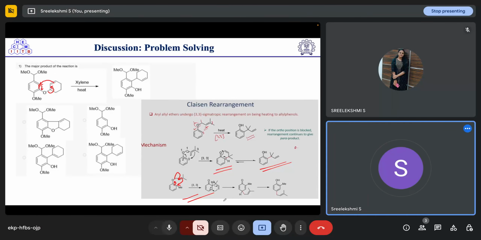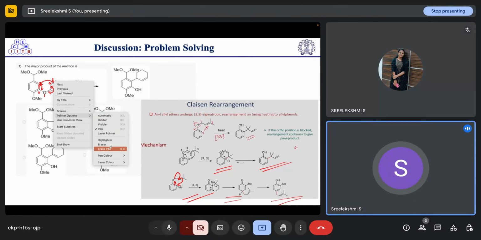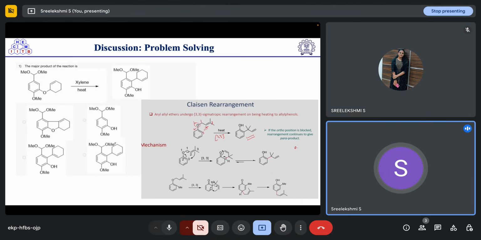A [3,3] sigmatropic rearrangement forms this quinone-like intermediate, then deprotonation regains aromaticity to give this compound. So, [3,3] sigmatropic rearrangement: we number the oxygen as 1 and the allylic carbon as 1, then 1, 2, 3. Here a 3-3 bond will be forming and the 1-1 bond will be breaking. So this reaction is known as Claisen rearrangement.